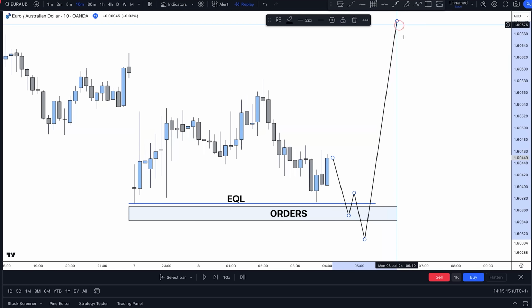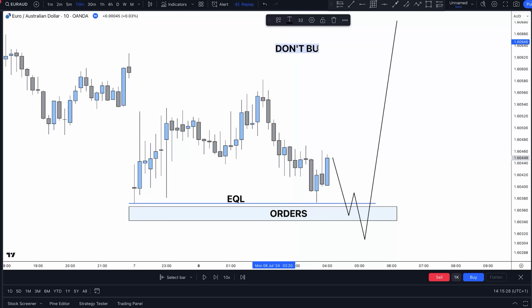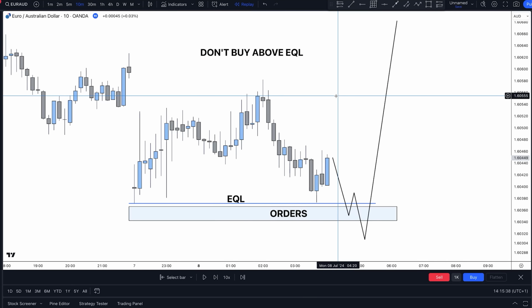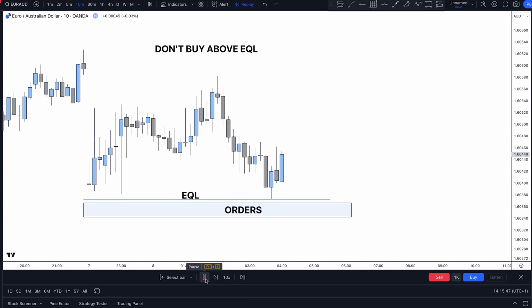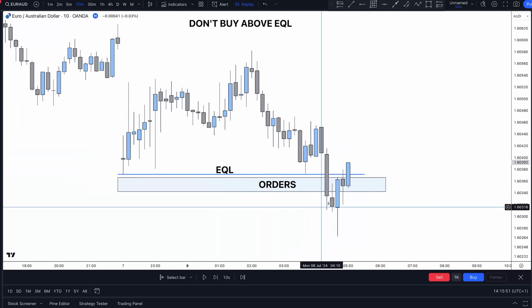So what we would be looking for would be for this equal low level to be swept out. Meaning the first thing that we need to be aware of is that we should not be buying above equal lows, okay? Do not buy above equal lows, do not sell below equal highs. Instead, wait for those levels to be swept. So now, if we play the market through, you will see that we get that sweep of liquidity.